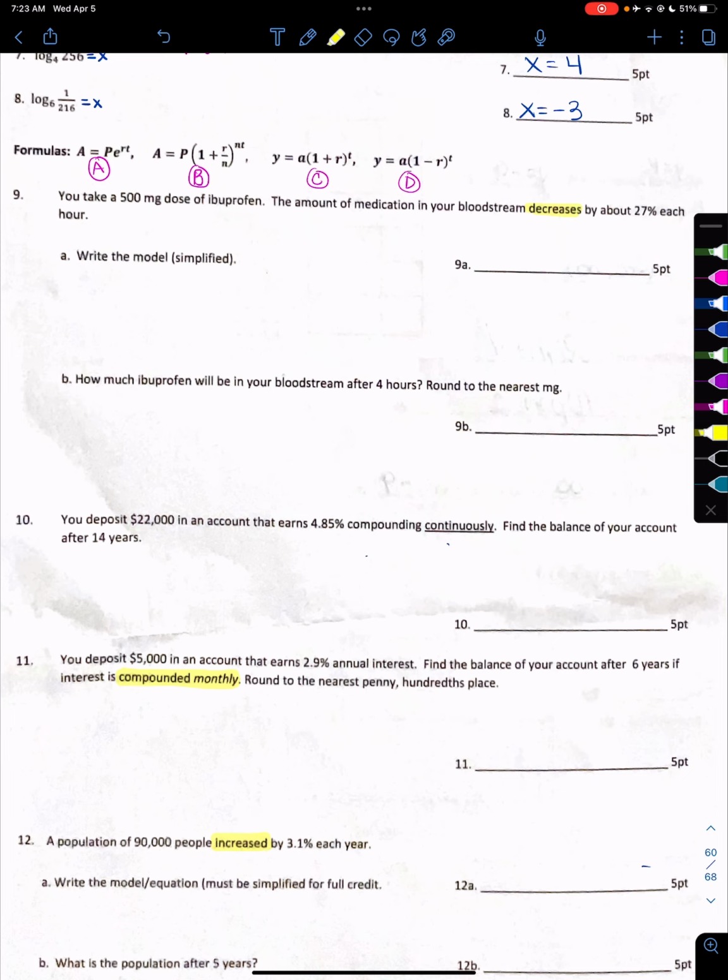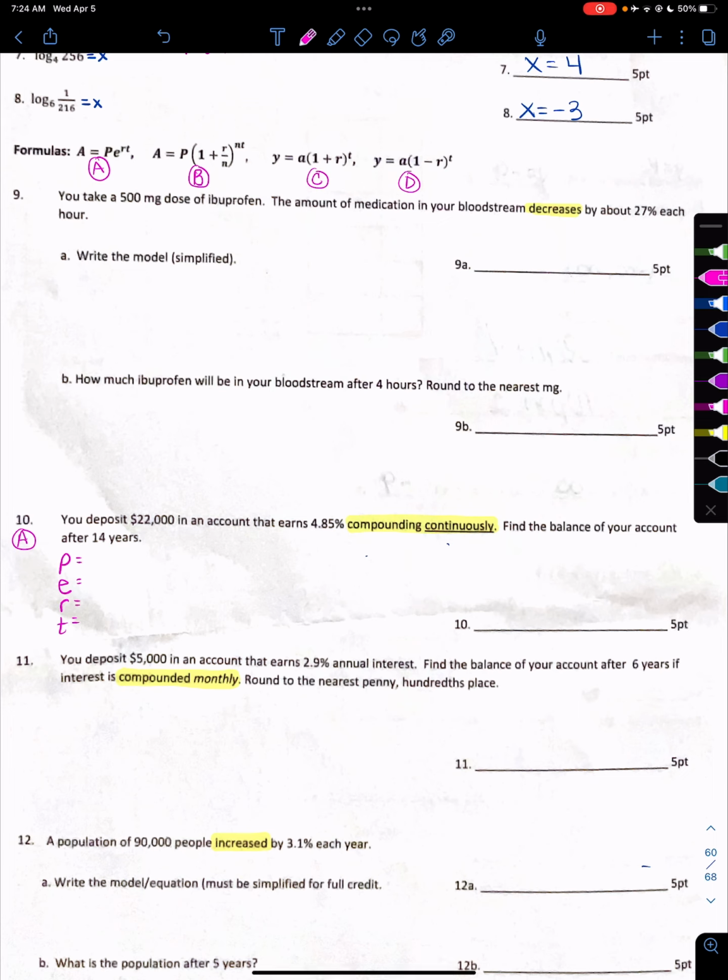Number 10, you deposit in an account that earns 4.85% compounded continuously. So once it says that word continuously, I'm going to be using the equation that has e on it. So for number 10, I'm going to use the one I labeled equation A. So for this one, I'm going to need to know the P value, the e value, the R value, and the T value.